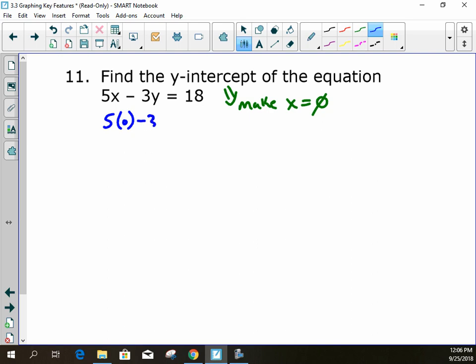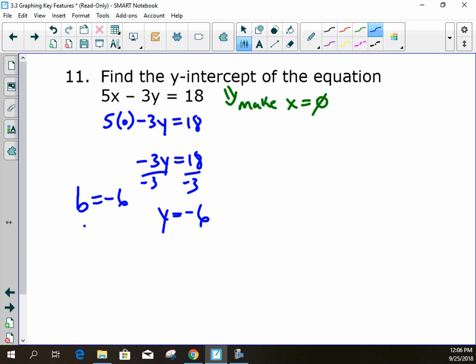5 times 0 minus 3y equals 18. Negative 3y equals 18. Divide both sides by negative 3. Y equals negative 6. Can't leave it like that. B equals negative 6, or 0, negative 6. There we go.